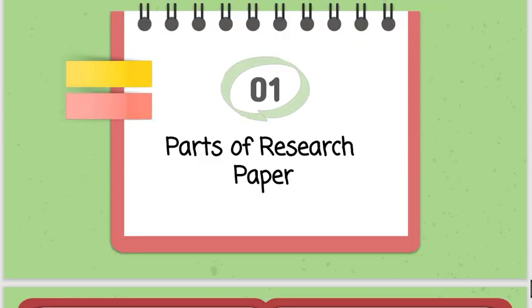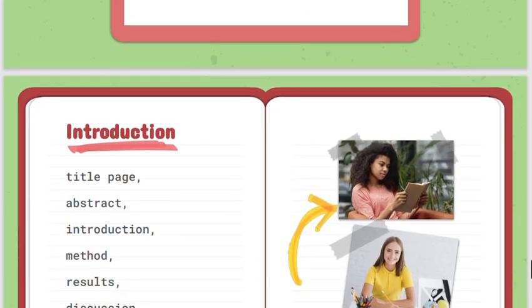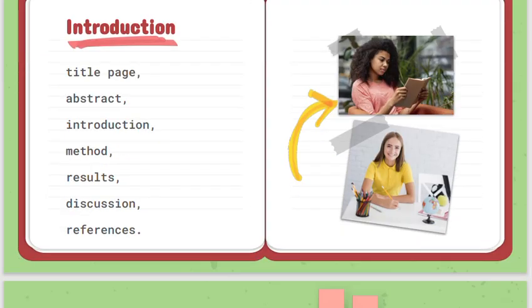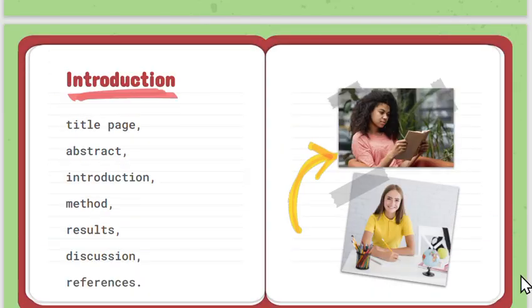Now we have the parts of a research paper. Understanding the parts of a research paper, such as the introduction, the body of the research, and the conclusion, is very important in order to know how to produce a good research paper. Your research paper should include the title page, abstract, introduction, methods, results, discussion, and references.